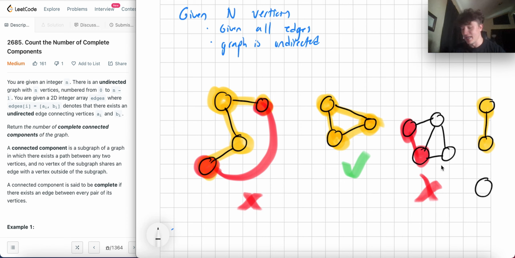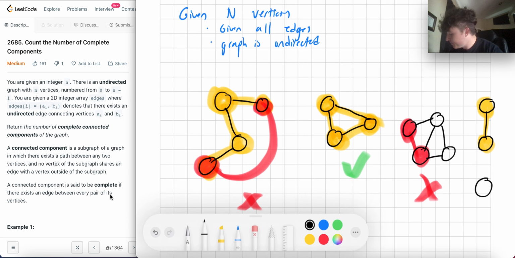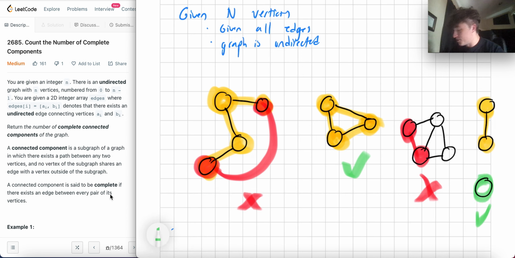Even if it's not intuitive, because if there exists an edge between every pair of vertices, well, there's only one vertice, so the only pair is itself. And is there a way to get from myself to myself? Yes. Via what edge? No edge. So technically speaking, this is a solution here.